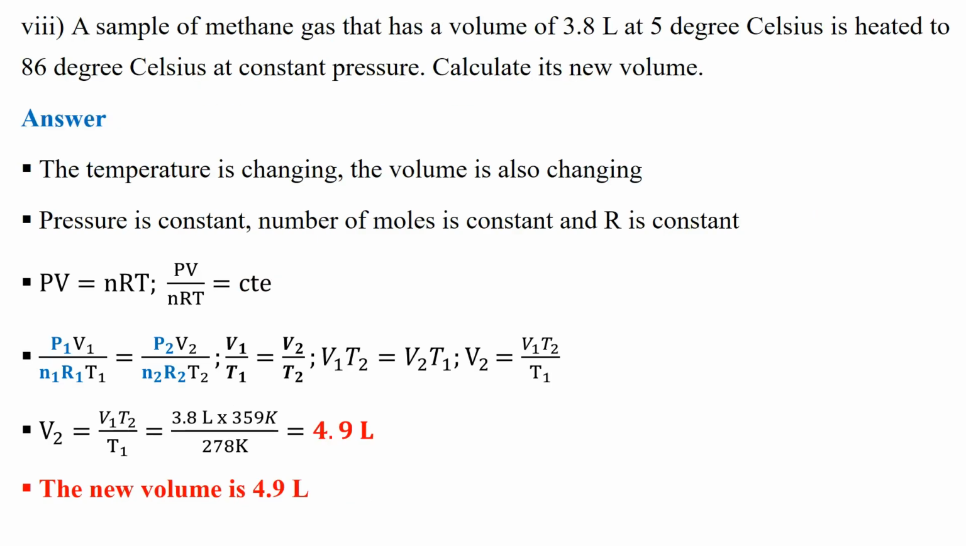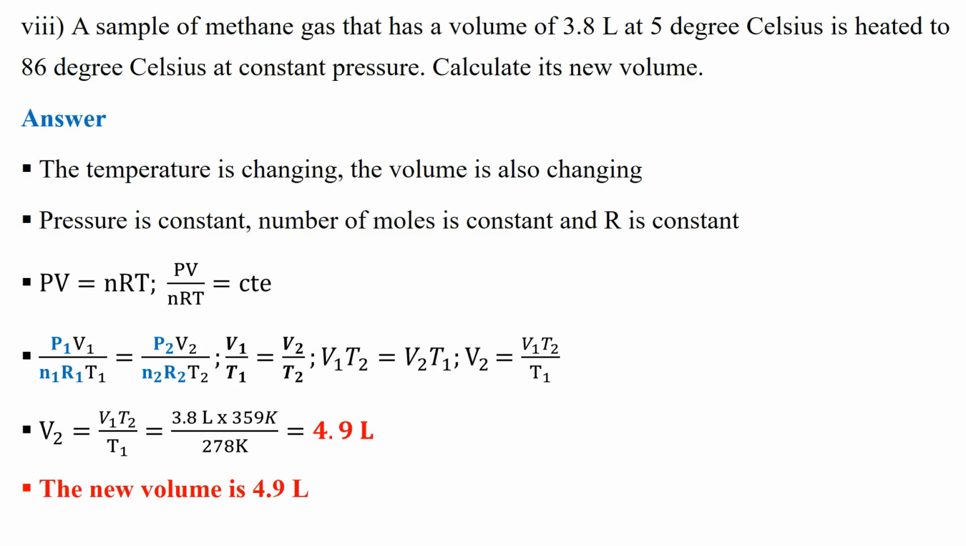We have another question where a sample of methane gas that has a volume of 3.8 liter at 5 degrees Celsius is heated to 86 degrees Celsius at constant pressure. Calculate its new volume. So again, we need to use the ideal gas law equation, where we have P1V1 equal to n1R1T1. Then we have P1V1 over n1R1T1, which will be equal to P2V2 over n2R2T2. Then we check the parameters which are constant.